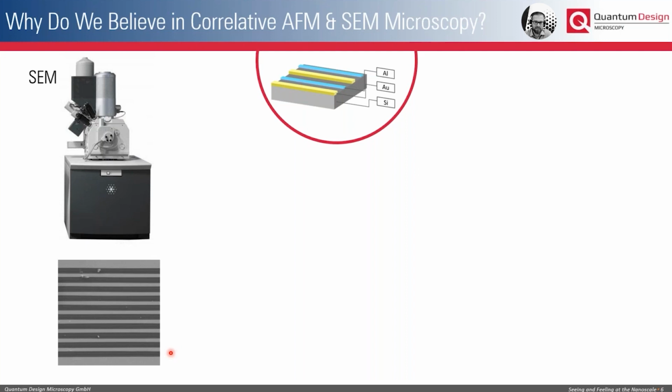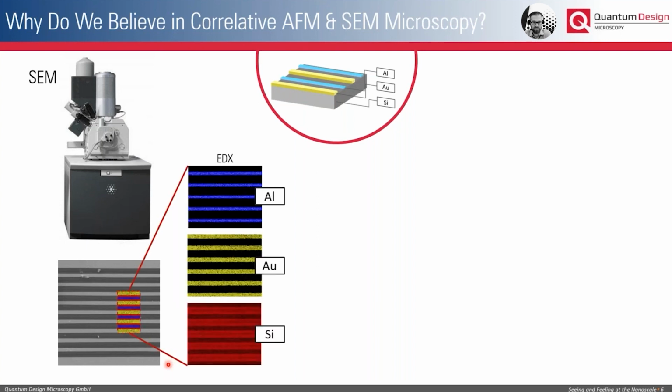Typically, all of the latest SEM microscopes also have an EDX attached. So of course, inside the SEM, you can also learn something about the chemical composition of this type of sample. In the EDX spectra, you will see here in red is my silicon substrate, and then in yellow are my gold electrodes, and in blue are my aluminum electrodes.